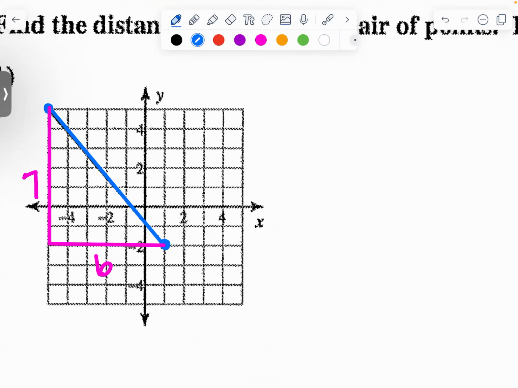So if I count here, 1, 2, 3, 4, 5, 6, 7. This is on the corner. It's not on the half, it's on the corner. I'm sorry. Okay, so if I want to find this distance right here, we need to say 6 squared plus 7 squared equals x squared.